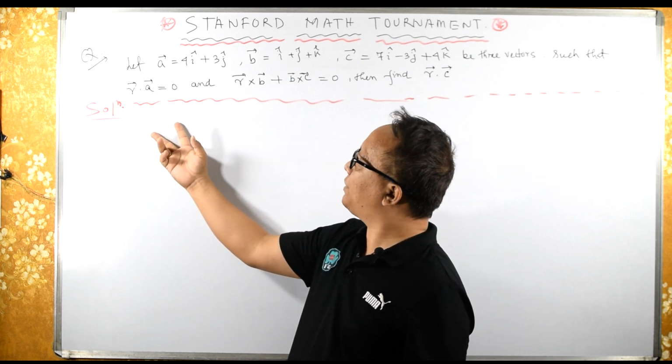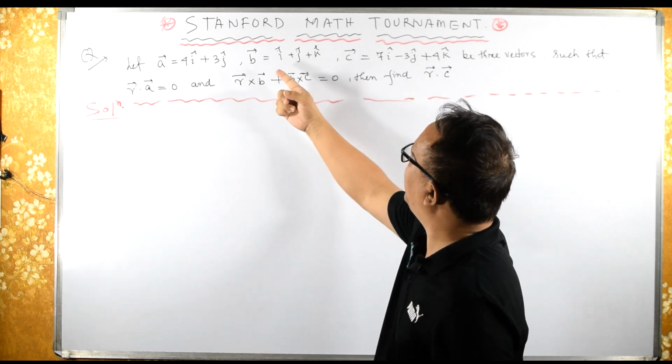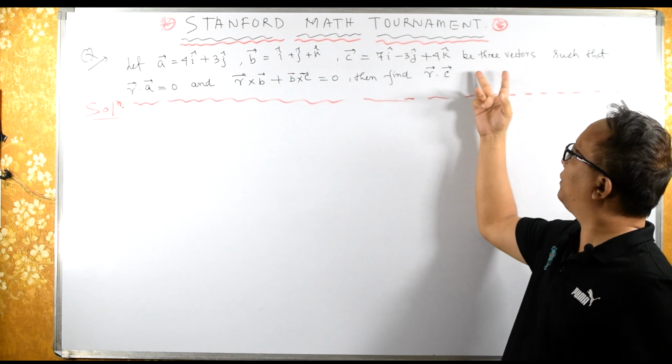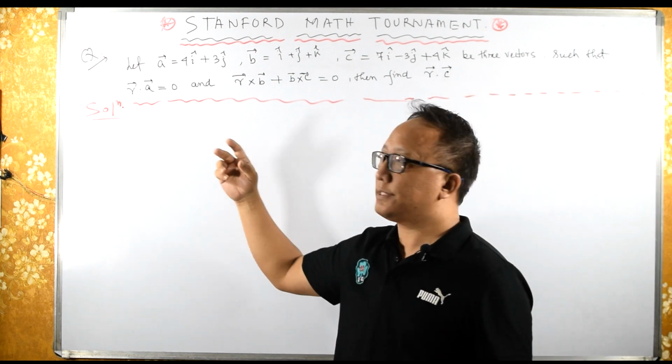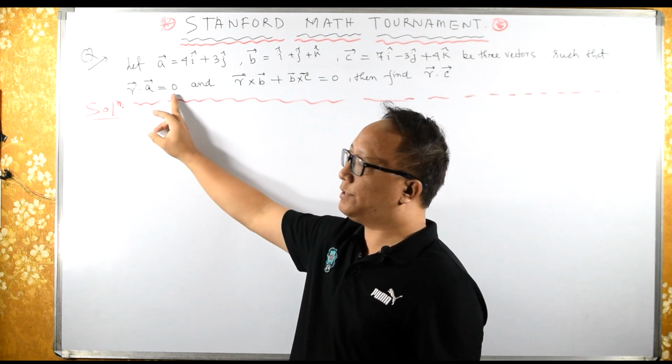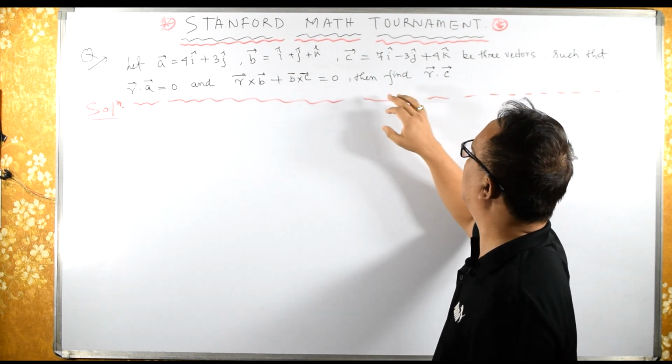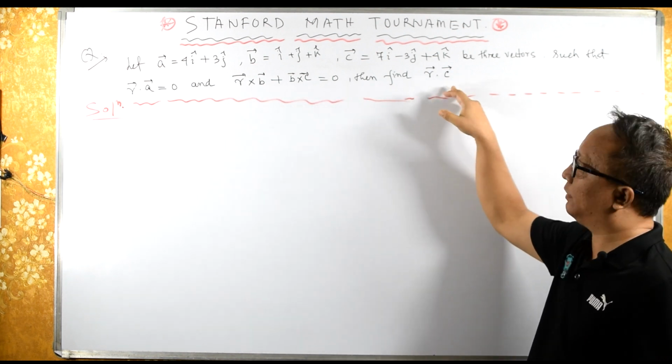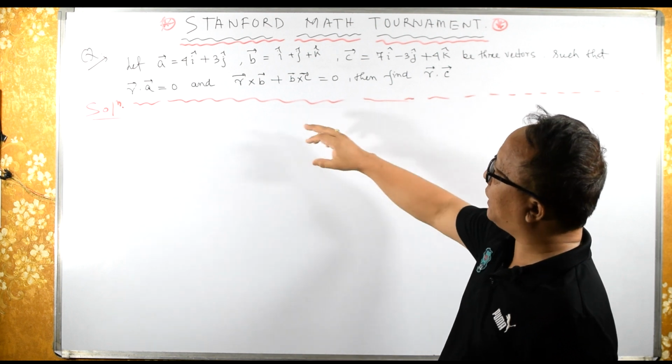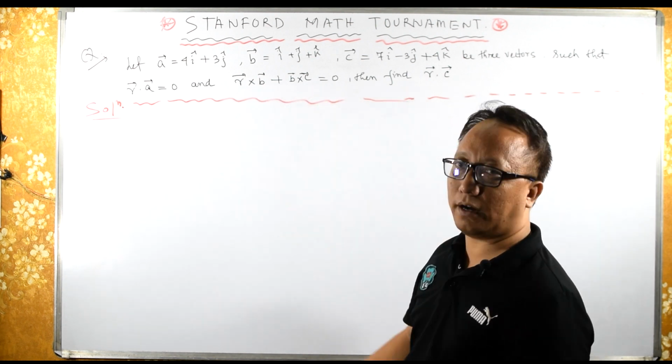Now in these given questions, A is given, B is given, C is given. These are all three vectors such that r dot A equals 0, and this is given, and we need to find r dot C. Now this sum will start from here. From this, let's see how it works.